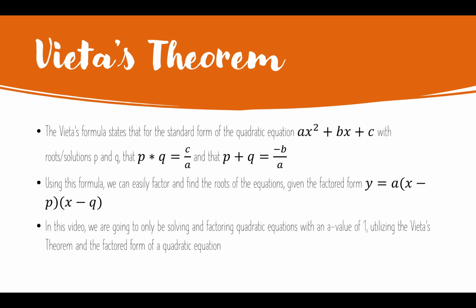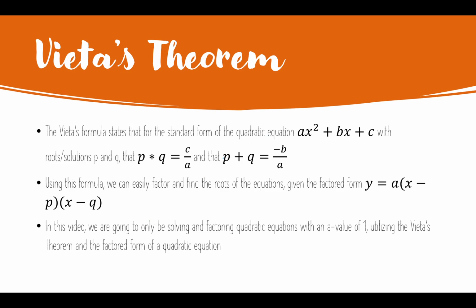Vieta's formula states that for the standard form of the quadratic equation, ax squared plus bx plus c, with roots or solutions of p and q, p times q is equal to c over a, and p plus q is equal to negative b over a. Using this formula, we can easily factor and find the roots of the equations given the factored form y is equal to a times (x minus p) times (x minus q).